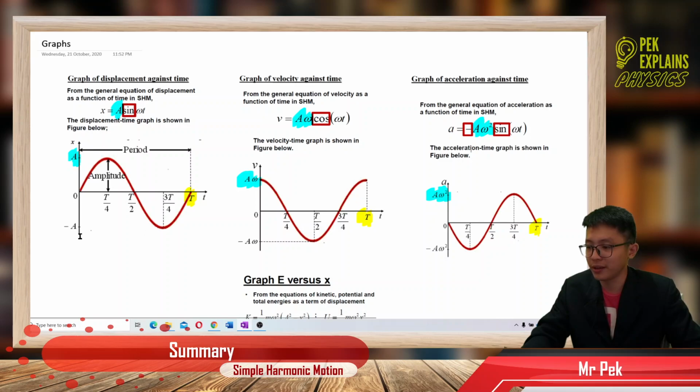So you put A. The velocity graph is a cos graph, so you draw a cos, and the maximum is A omega. So A omega at the top and negative A omega at the bottom.